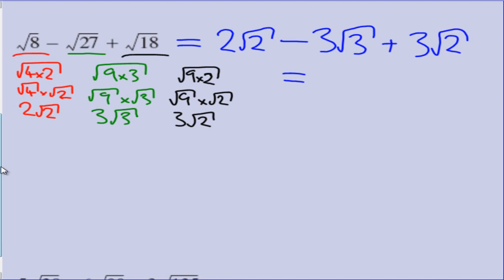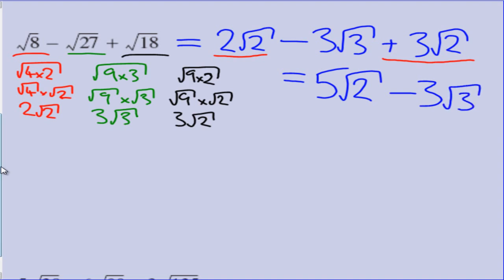Now we have some like terms that we can add together, but not all of them. We've got a couple of square root of 2's and the lone square root of 3 there. So if we have 2 root 2's plus, remember the symbol before goes with it, another 3 root 2's, we have 5 of those root 2's with the need to subtract 3 root 3 from the end.